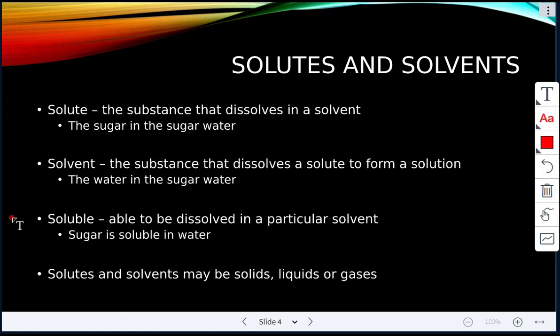When we talk about soluble, this is the ability to be dissolved in a particular solvent. So for example, we could say sugar is soluble in water. Sand is not soluble in water, right? Because sand does not actually dissolve in water, so therefore it's insoluble. And solutes and solvents can be solids, liquids, or gases.